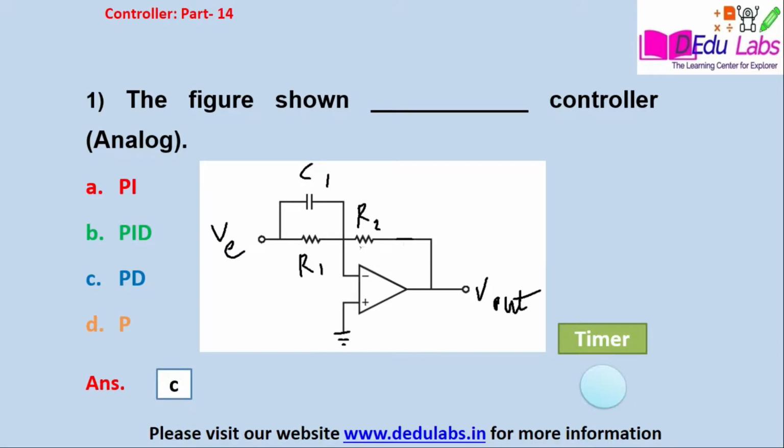The answer is option number C, that is a PD, that is a proportional derivative. See, as shown in the figure, at the inverting terminal of the op-amp, the voltage supply is given through the parallel circuit of R1 and C1, and a feedback resistor R2 is used. The positive terminal of the op-amp is connected to the ground. So, when you solve this equation, you receive two terms. The first term is a proportional term and the second term is a derivative term. When you combine these two, it looks like the PD controller, so the output is called PD, proportional derivative.